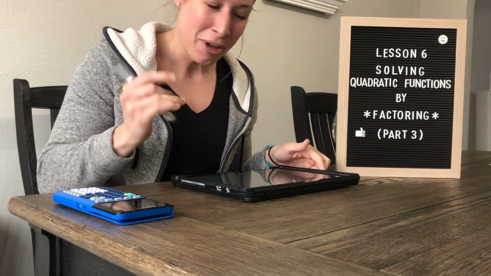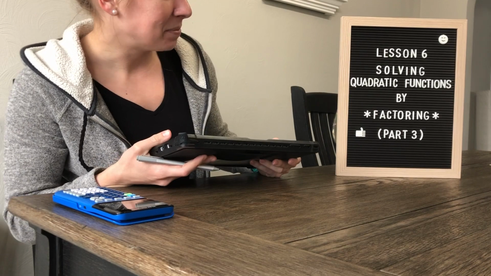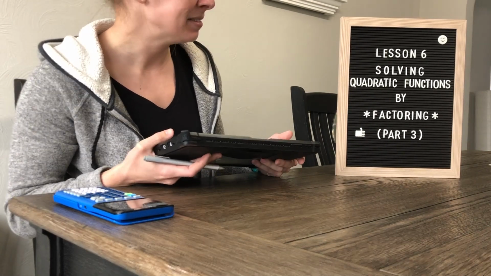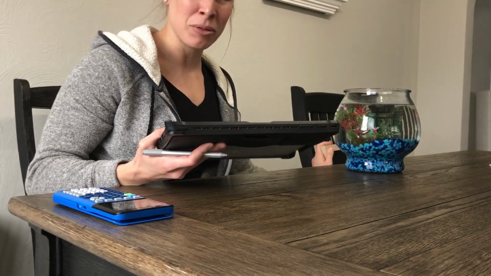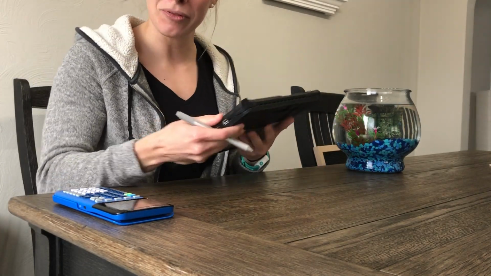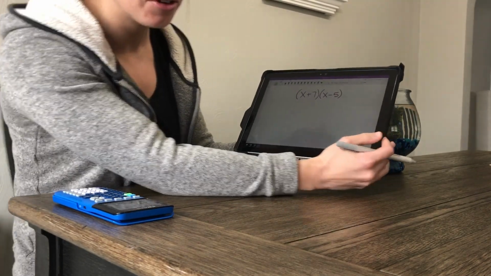All right, so today we're factoring, and this is part 3, lesson 6. And the fish is still alive and well. His color is super vibrant now. Fresh water and food can do that.